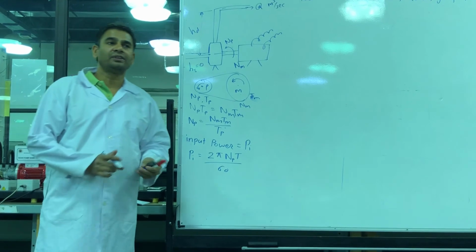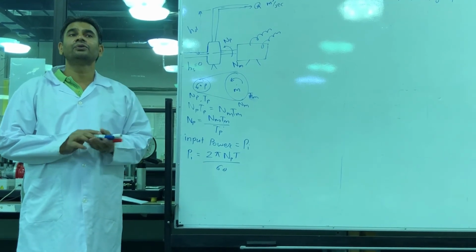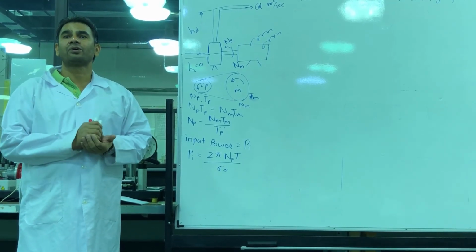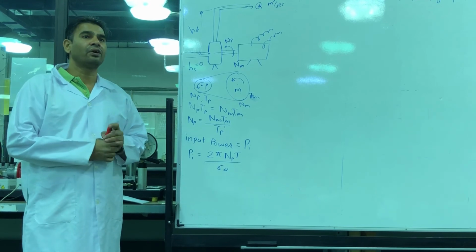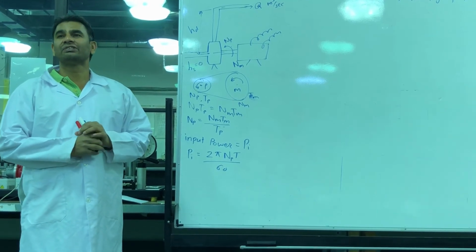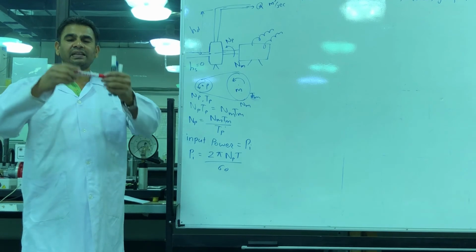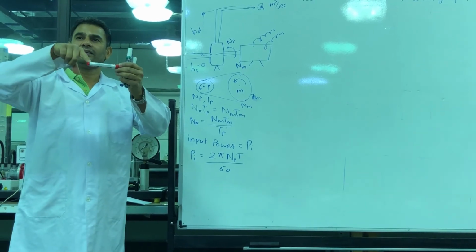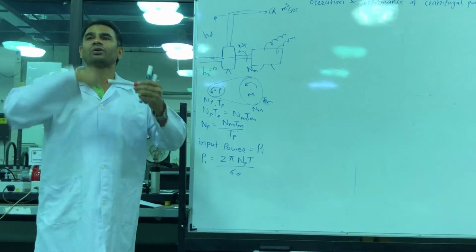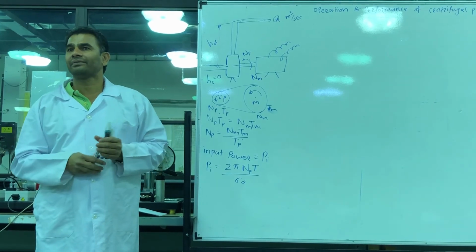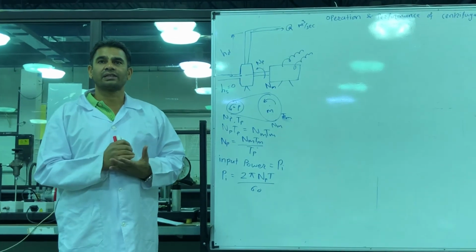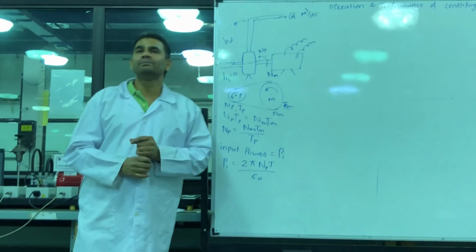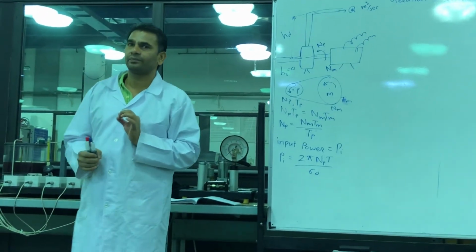So how can we find torque? This question is asked in interviews and exams. How can we measure torque? What is meant by torque? Force into distance. If this shaft is rotating, this force into the distance is called torque. You studied it in 101. Torque is force into distance. The torque is measured by using a dynamometer.